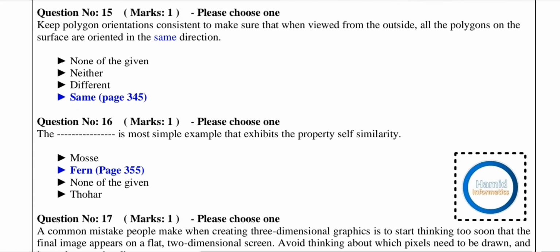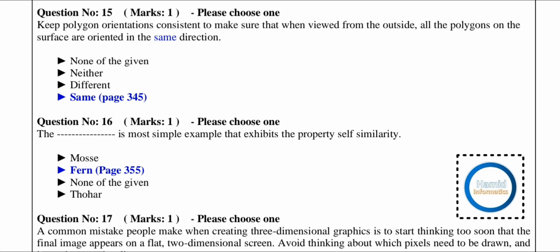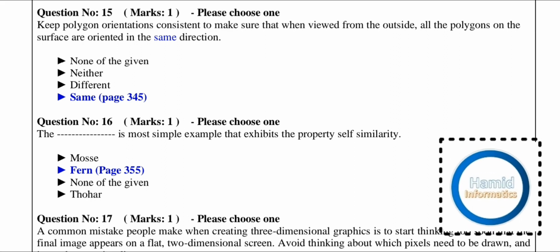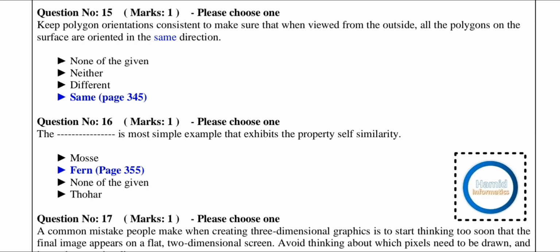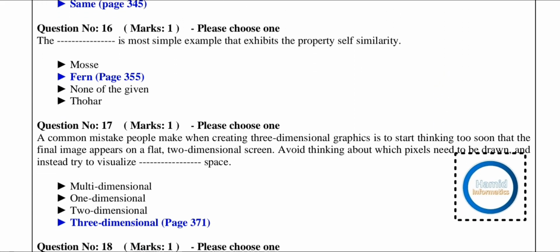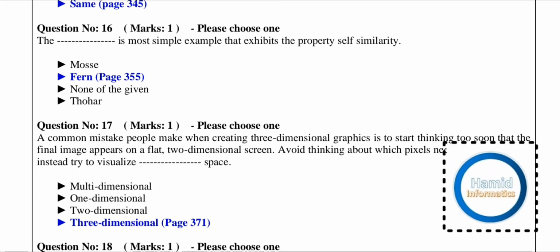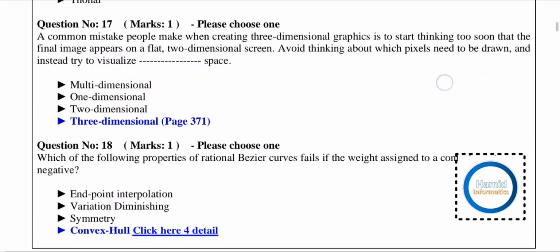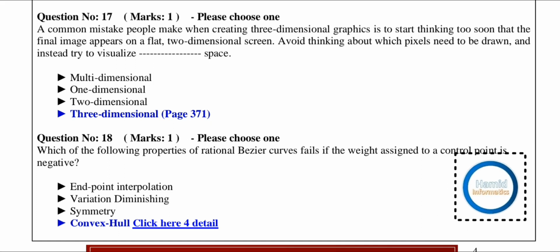Keep polygon orientation consistent to make sure that when viewed from the outside, all the polygons on the surface are oriented in the same direction. The dash is the most simple example that exhibits the property of self-similarity. Fern.